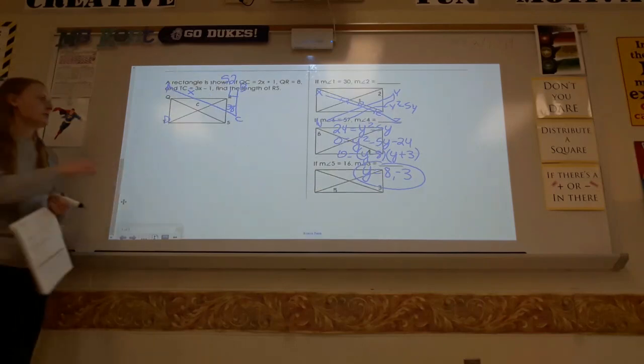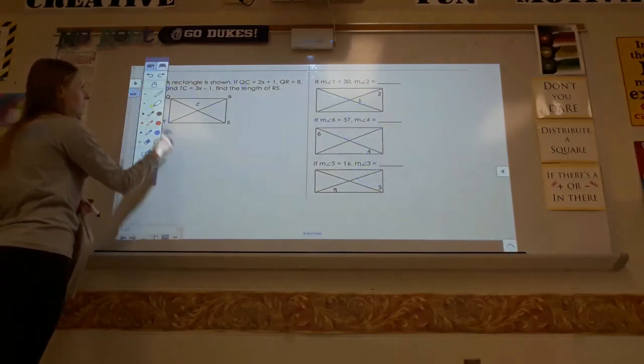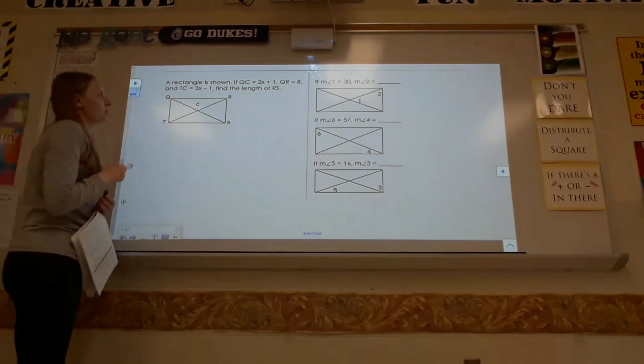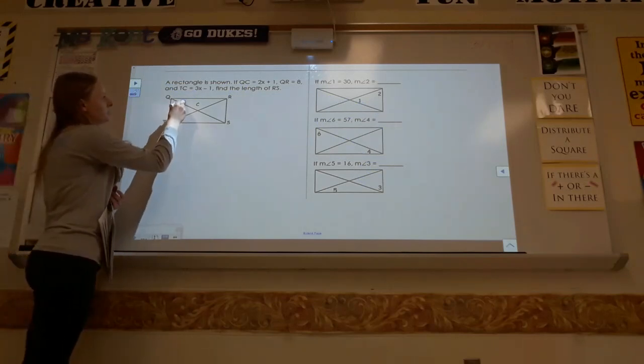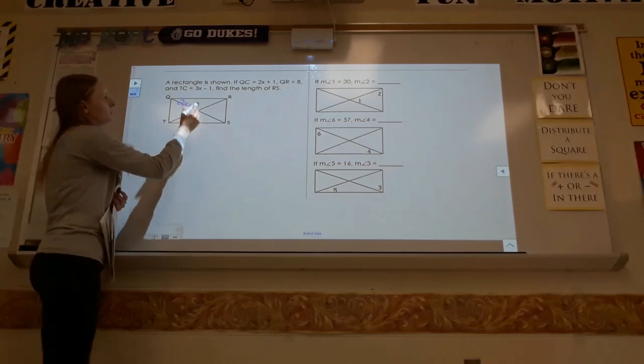Okay, a couple more examples with the rectangle. Alright, so a rectangle is shown. QC is 2x plus 1. QR is 8.